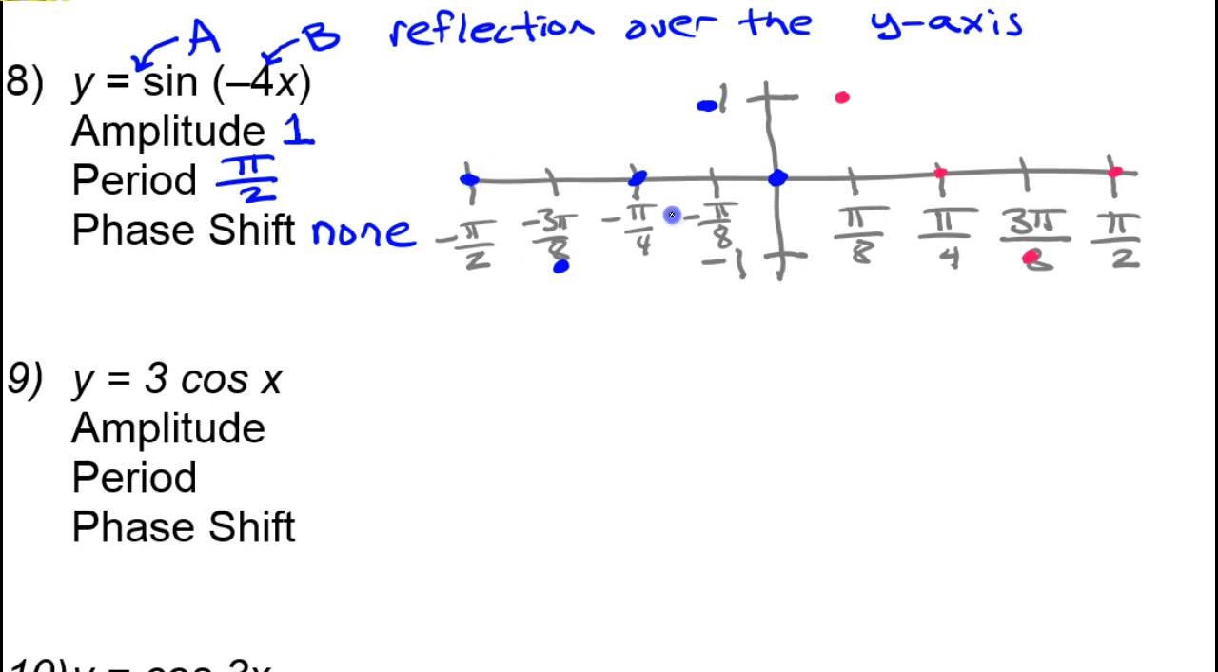So this blue pattern is going to represent the actual graph. So it's going to look like this. Again, it was just the normal graph that I would have without this negative sign, but reflected over the y-axis. Okay, let's take a look at number 9.